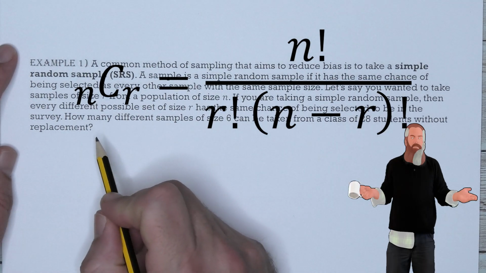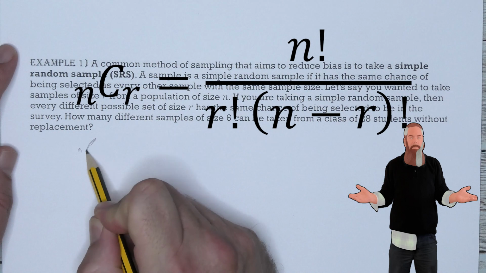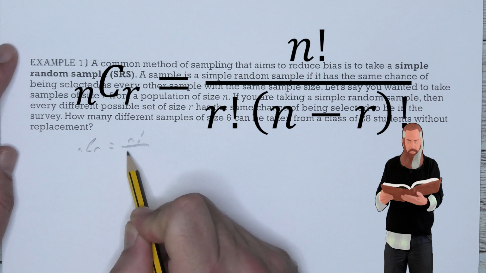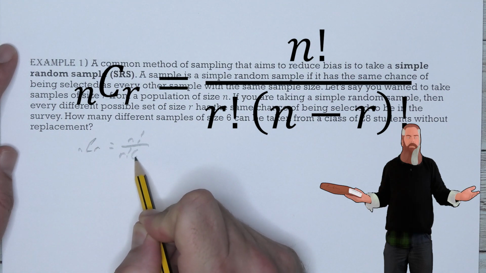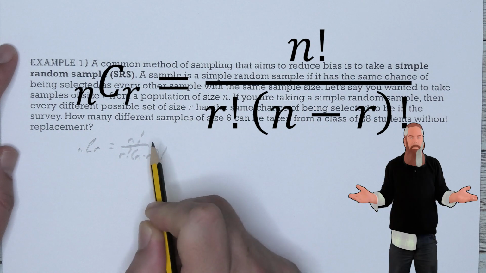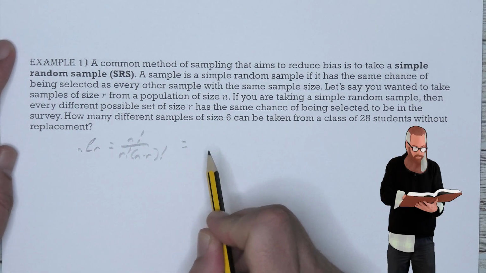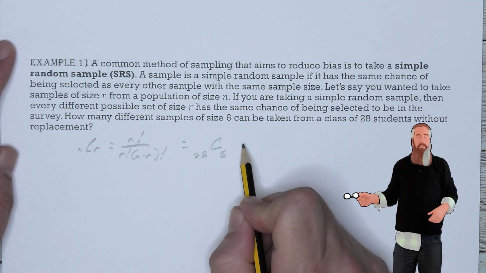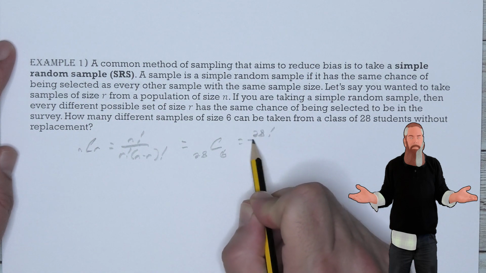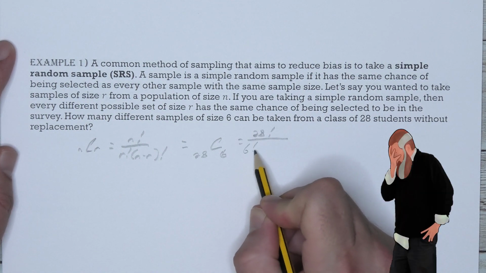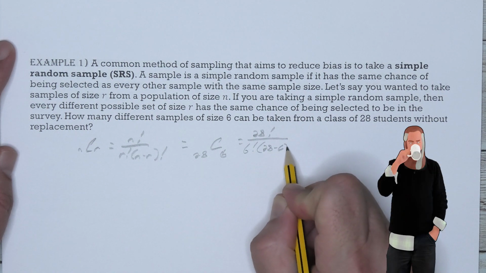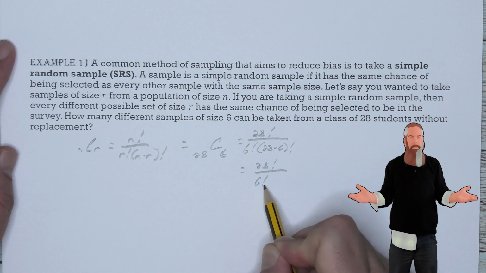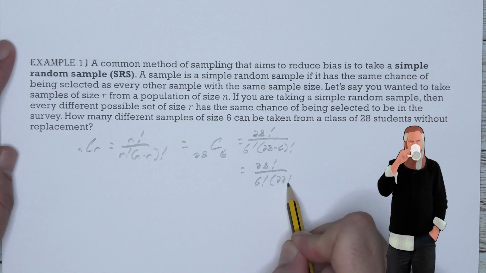The notation to represent the number of combinations is nCr. Now, this is going to be equal to N factorial divided by R factorial times N minus R factorial. So if we go ahead and substitute, what we get is 28C6. And to find that, we're going to do 28 factorial divided by 6 factorial times 28 minus 6 factorial. This is going to give us 28 factorial divided by 6 factorial times 22 factorial.